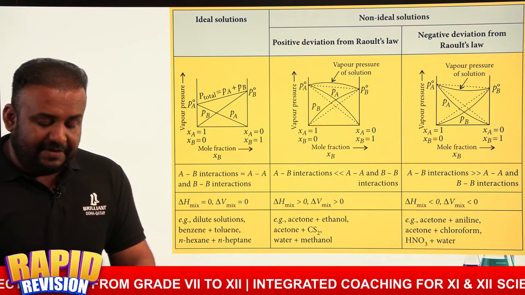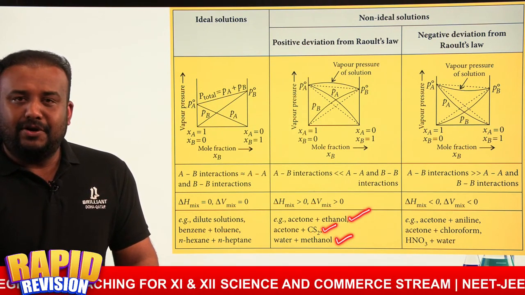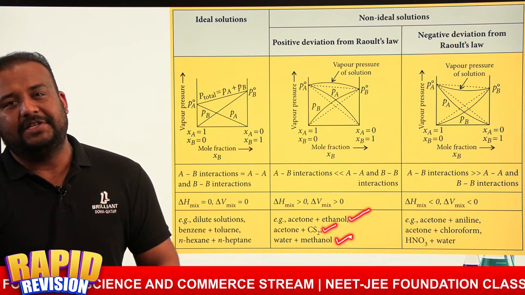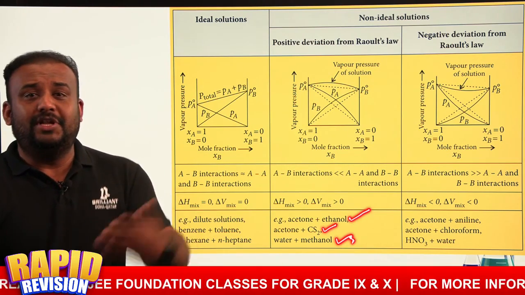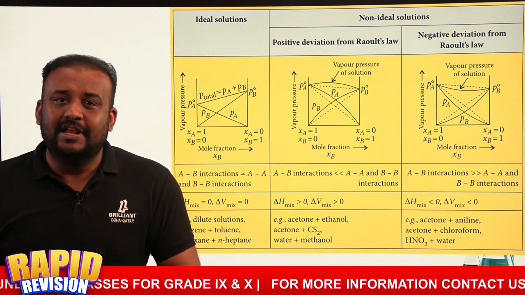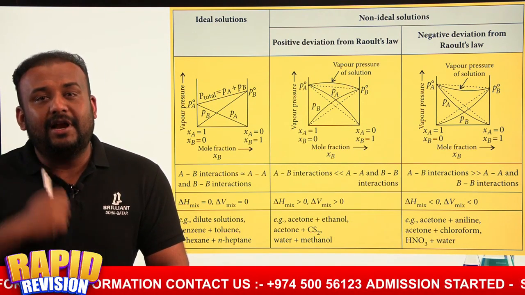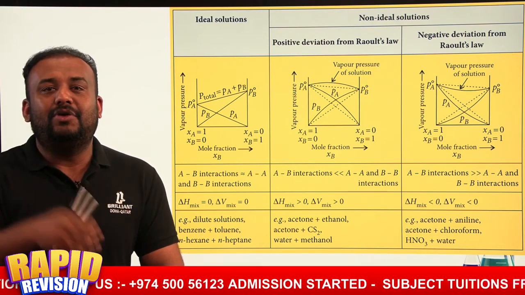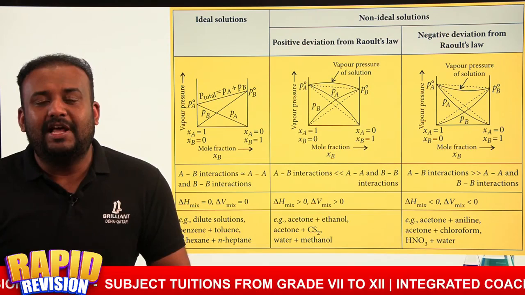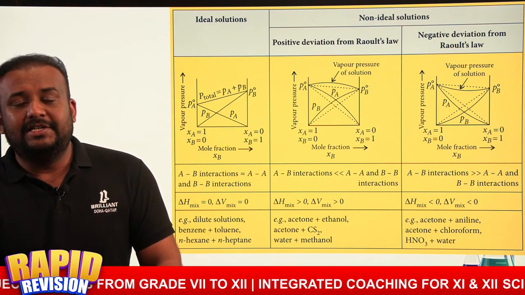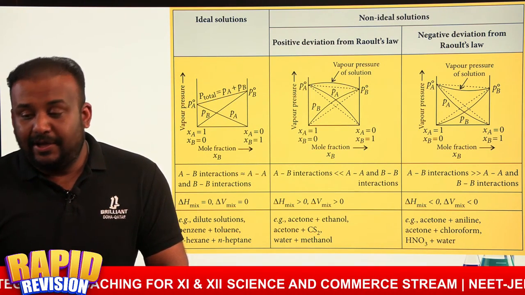Now, who all will show these deviations? Acetone-ethanol, acetone-CS2, water-methanol. These are all examples of positive deviation. So you just remember the examples. And then when they ask you why water and methanol is showing positive deviation, you can use this explanation. What explanation? When water and water were interacting, there was stronger intermolecular hydrogen bonding. But when you added methanol, what happened? Methanol came in between. So when methanol comes in between water, water cannot form strong hydrogen bonds as it did when water was alone. I hope it is clear to everyone.